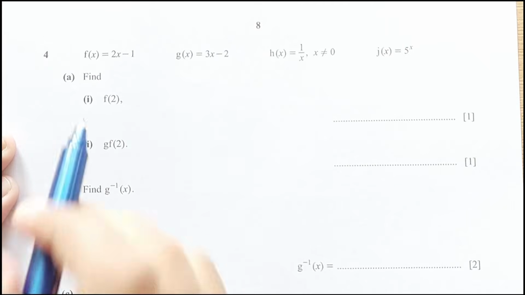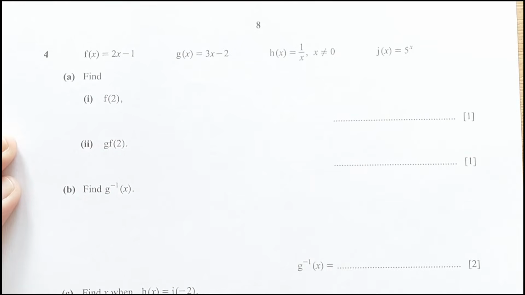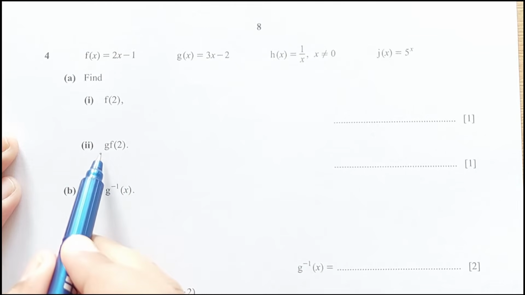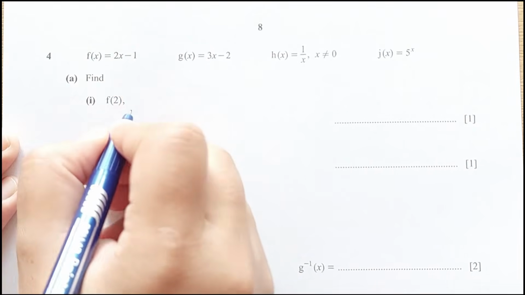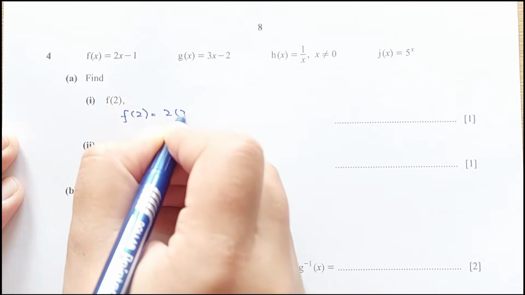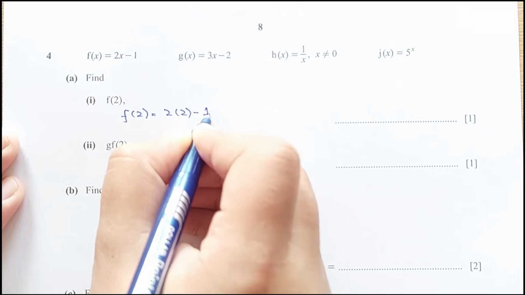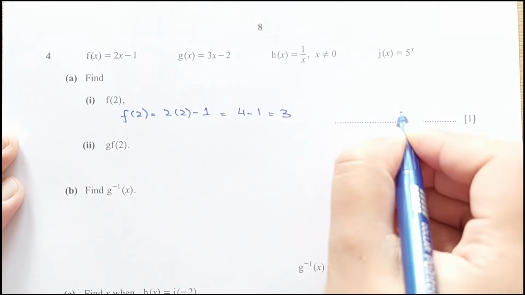Question number 4: f of x, g of x, h of x, j of x. We have been given 4 functions. Part A, we need to find number 1, f of 2, and g composition f of 2. So first find f of 2. Just put x equals 2. f of 2 is equal to 2 times 2 minus 1. 2 times 2 is 4, 4 minus 1 is equal to 3.